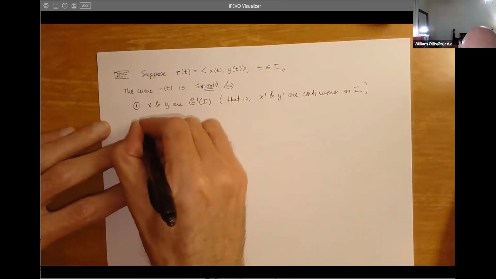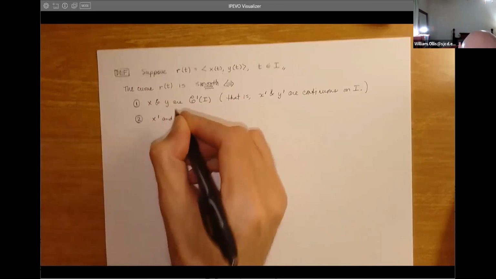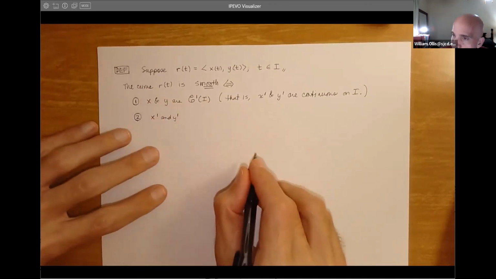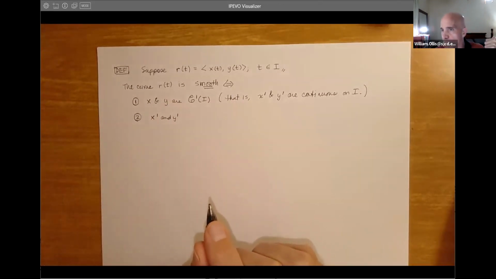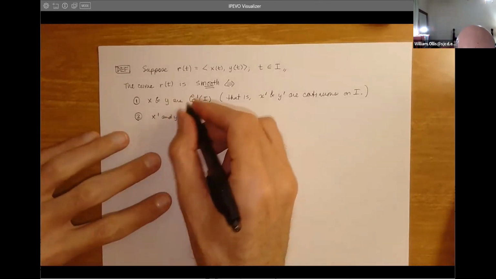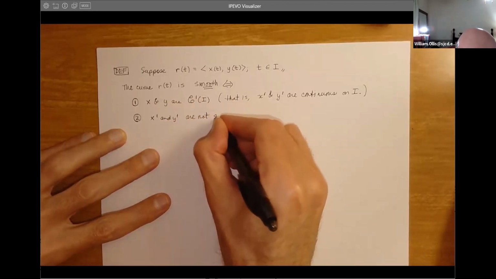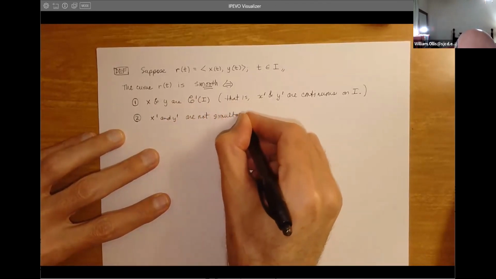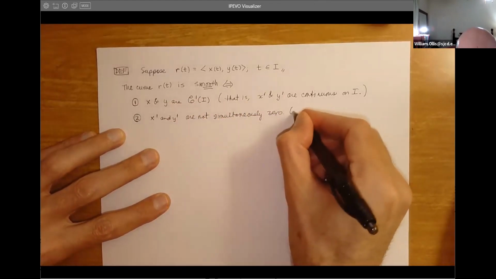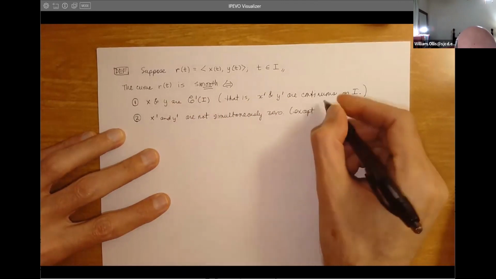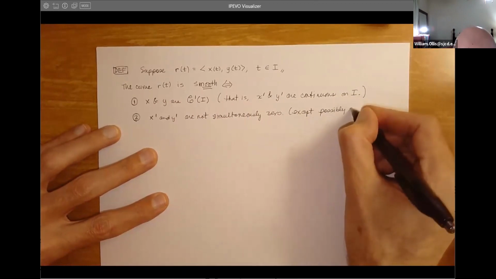And then we'll say 2, x prime and y prime. We don't want indeterminacy in the derivatives, and if we do get it, we get what we saw before, we get cusps. So x prime and y prime are not simultaneously 0. Not simultaneously 0. And then we'll just say, except possibly at endpoints where we have a cusp, except possibly at endpoints.